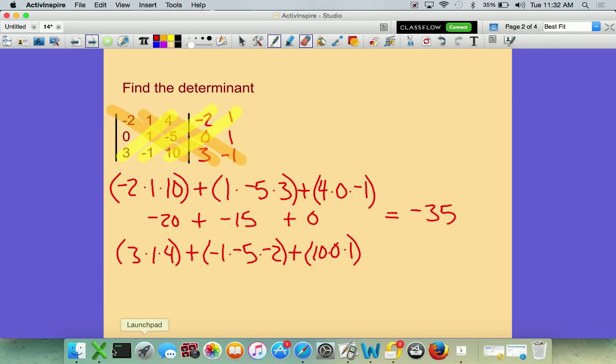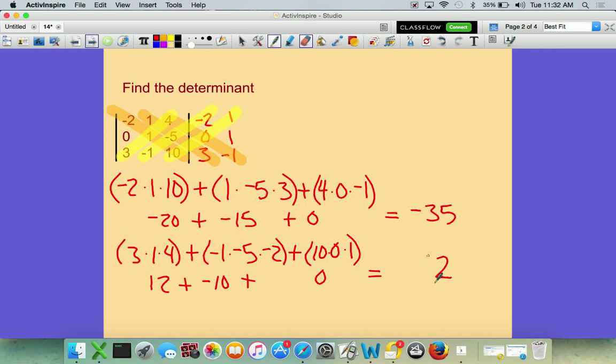All right, and then we're gonna do the same concept here. So 12 plus -10 plus 0. When we add all those together, we get a 2. Now what we did before is we took the down minus the up. We're going to do the same thing here.